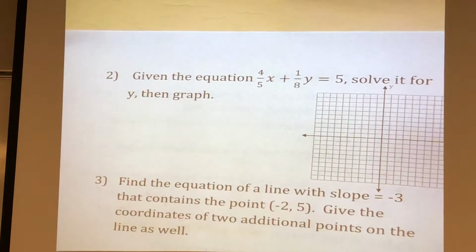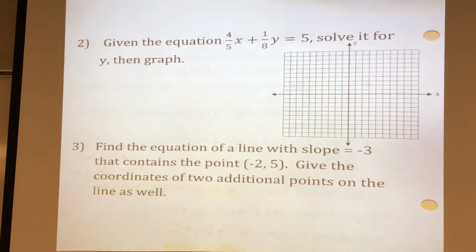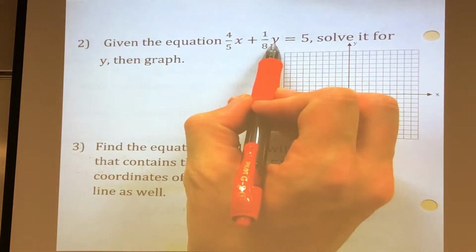All right, let's take a look at number 2. We have some fractions in here, but we are still going to try to find our x and our y intercepts. Oh, I'm sorry, it says solve it for y, then graph. So we don't have to find our x and our y intercepts. It wants us to solve for y. So let's get y by itself.